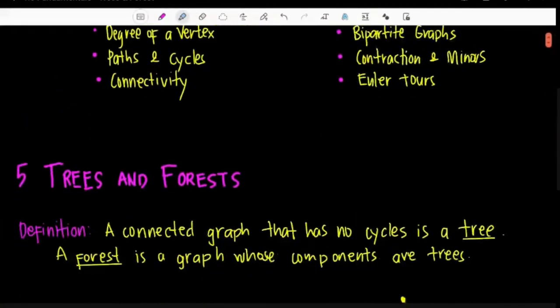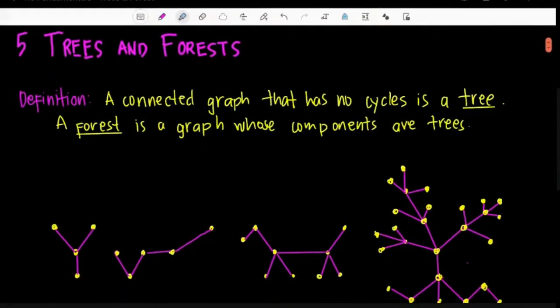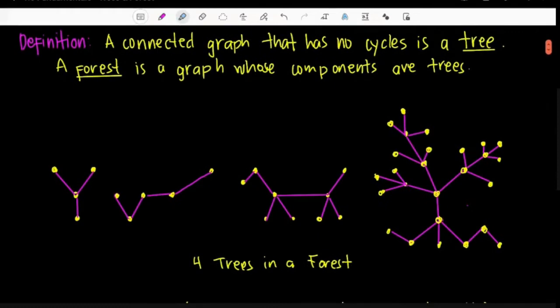So what is a tree? A connected graph that has no cycle is a tree. A forest is a graph whose components are trees. So any graph that contains no cycle is defined as a tree.